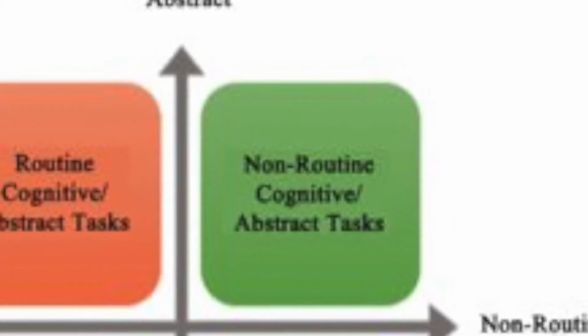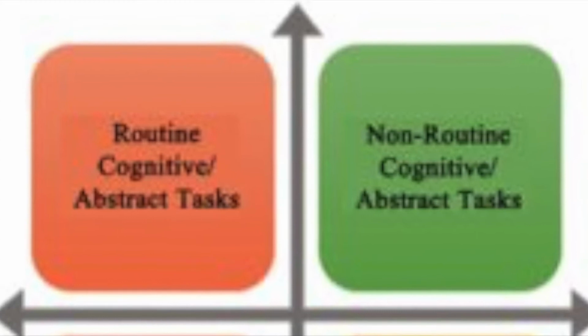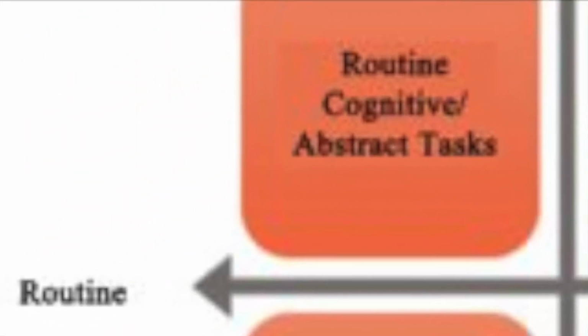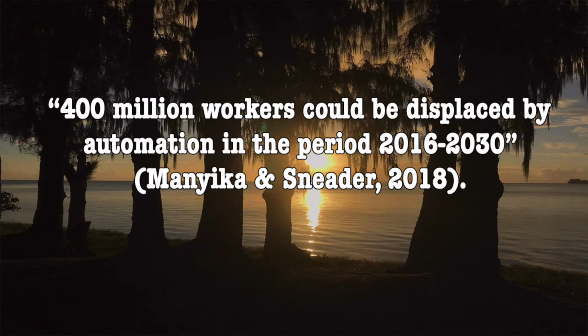However, on the left side, those jobs using routine motor skills and mind skills are in danger of being eliminated. According to the same article as before, quote, 400 million workers could be displaced by automation in the period of 2016 and 2030.